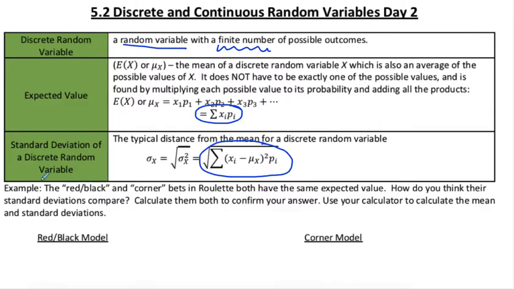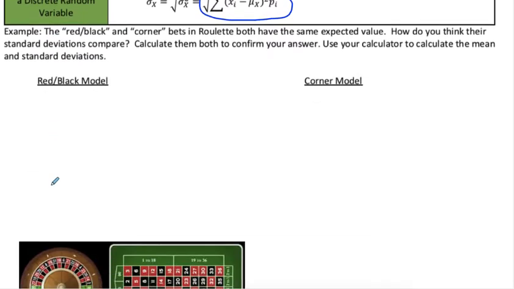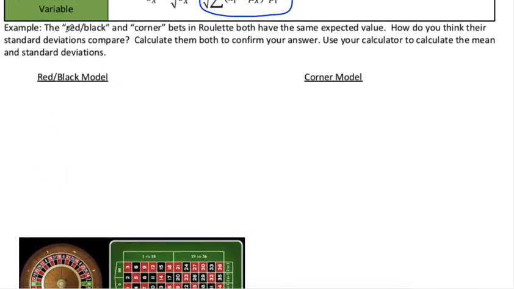Revisiting this idea of the roulette table, we have a continuation. It says the new bet, red, black, and the corner bet we discussed before in roulette both have the same expected value. So we calculated the expected value here that we would lose a nickel for every dollar bet we made. So how do you think their standard deviations compare? So if we found their standard deviations, could we compare them to confirm our answer and then use our calculator to calculate the mean and standard deviations?